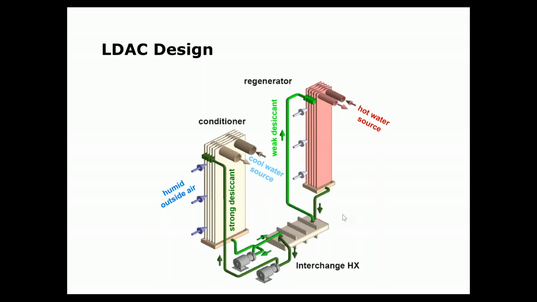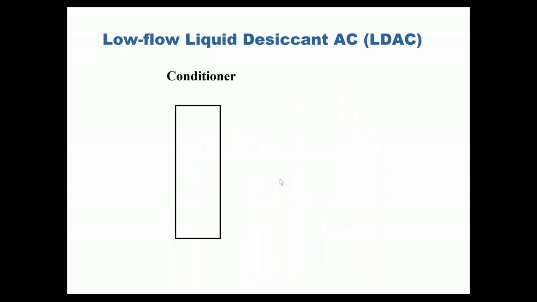Let's think about this a different way. Can we take this complex process diagram and give an explanation that utilizes animation and helps the audience understand the process better? I think we can. So what I did is I said, look, you've got two basic processes here. You've got the conditioner and you've got the regenerator. So let's start with each of these objects separately and explain what they are. And let's use very simple geometries.